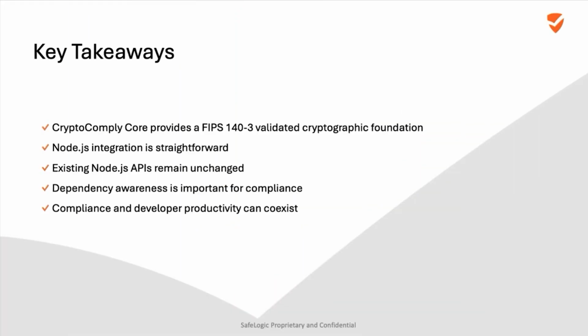All right, now that we've shown how CryptoComply Core works with Node, let's recap what we've discussed. We see now CryptoComply Core provides a practical path to achieving FIPS 140-3 compliant cryptography in Node.js by leveraging its OpenSSL-compatible architecture. By building Node.js applications against CryptoComply, organizations can meet regulatory requirements, maintain a familiar development workflow, and reduce compliance complexity, all while ensuring cryptographic operations remain within a validated security boundary.